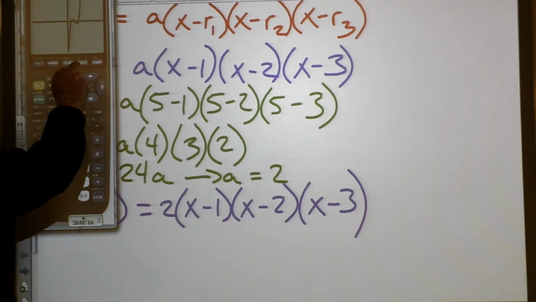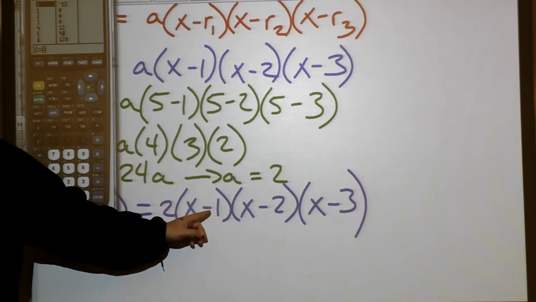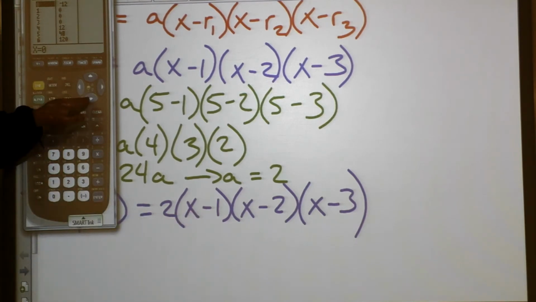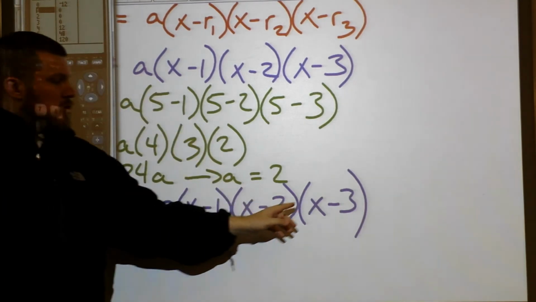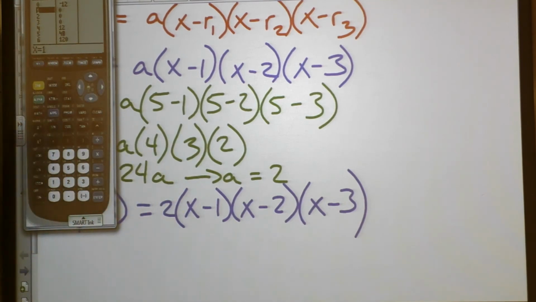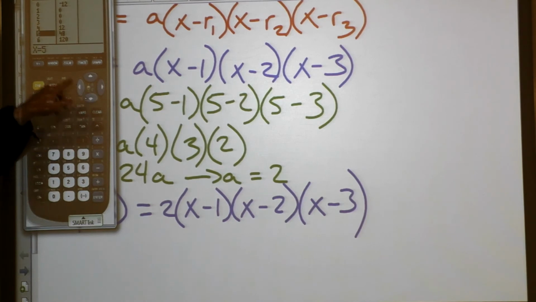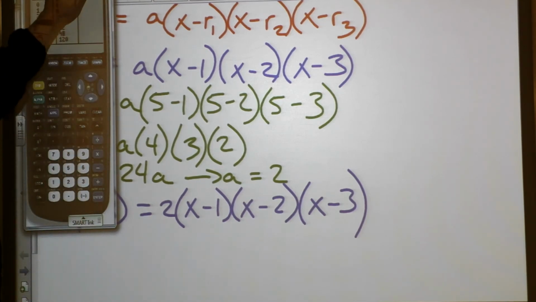And what I want to do now is go to the table. I'm told that I have a root at 1. So at 1, it's supposed to touch the x-axis, so my y value should be 0. Same thing for 2 and 3. Those are both roots or x-intercepts, whatever you want to call them. So at every x-intercept, the y value should be 0, which it is. And then finally, we were told in the original problem that when you put in 5, the output is 48, which it is. So we've done this problem correctly.